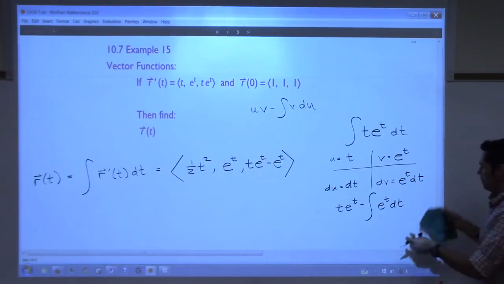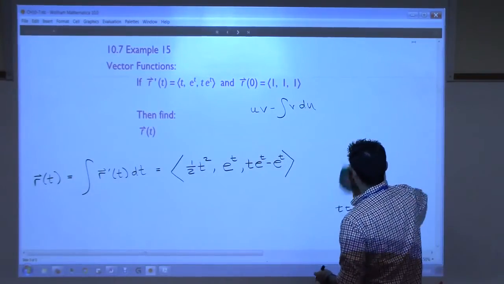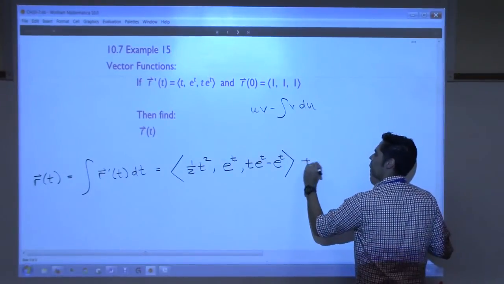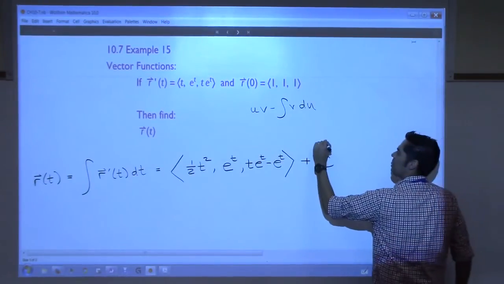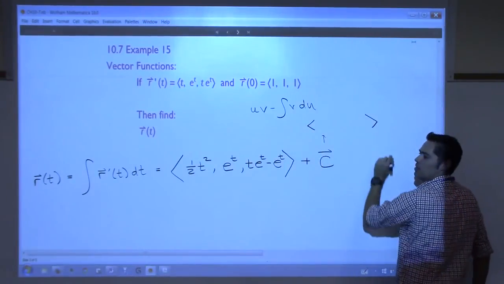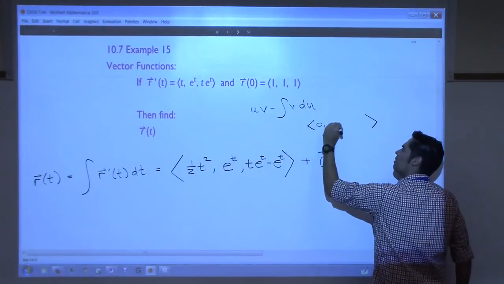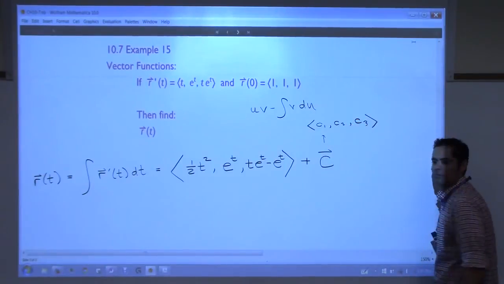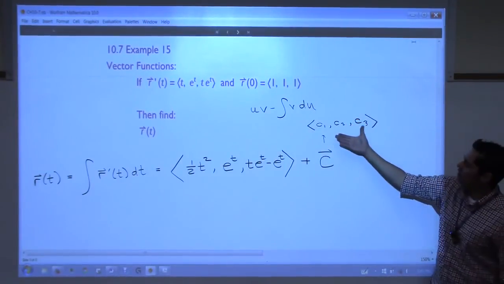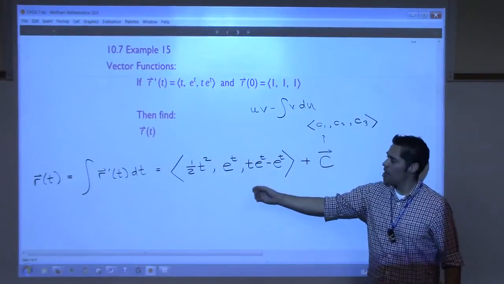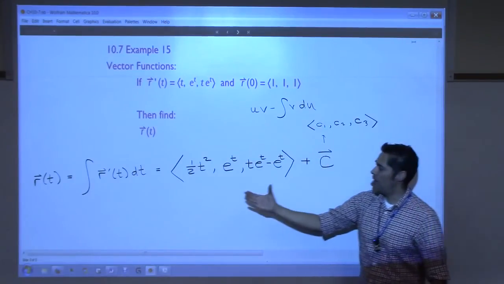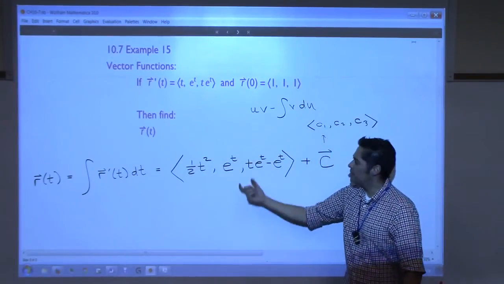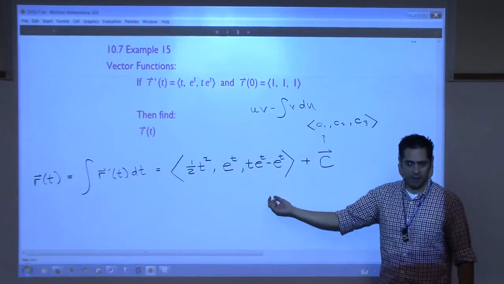Okay. Instead of adding a constant, I'm just going to do this. It's a constant vector, right? You could imagine that this vector is actually a three-dimensional vector, like C1, C2, C3. And so if I took this vector and I added it to this vector, then I would have 1/2 t squared plus C1. So that would be the constant attached to this one. Then this one would have a C2 and this one would have a C3. Got it? Okay.